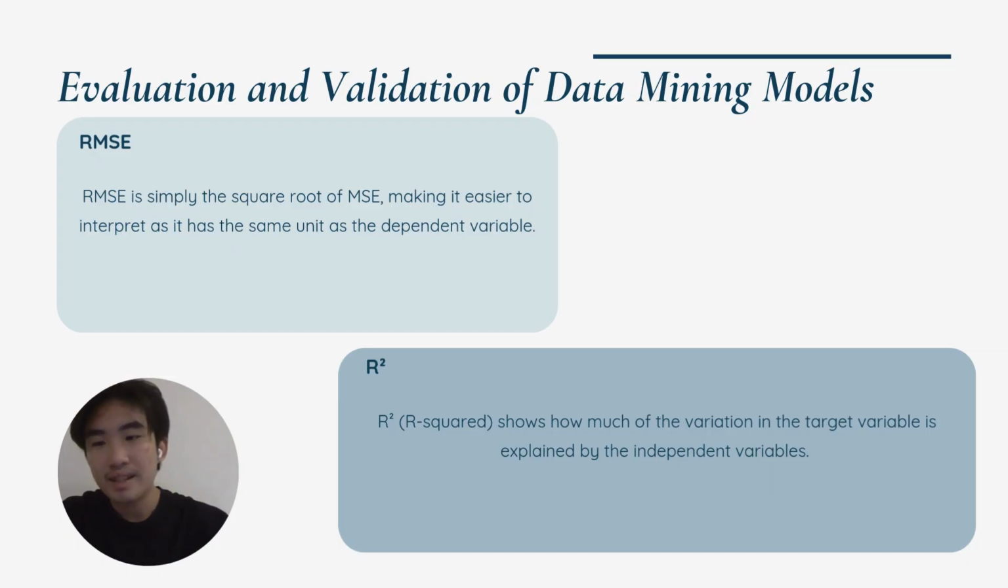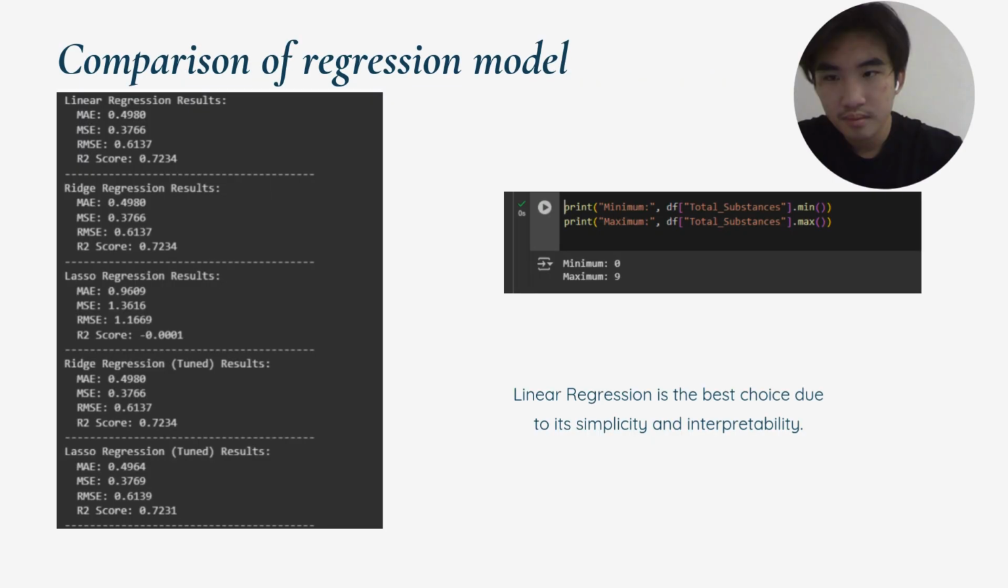Next, we have RMSE, which is simply the square root of MSE, which makes it easier to interpret as it has the same unit as the dependent variable. Lastly, we have R squared, which shows how much the variation in the target variable is explained by the independent variables. R squared closer to 1 means the model is a good fit for the data.